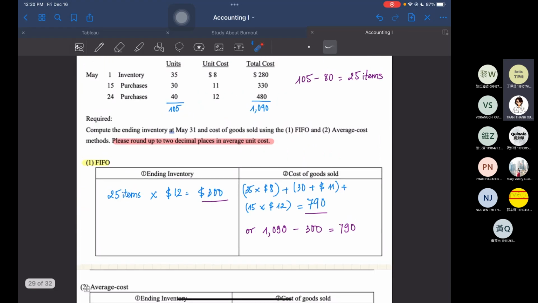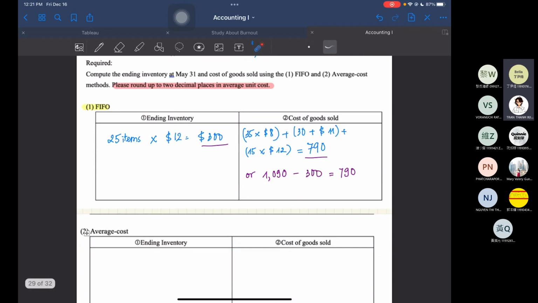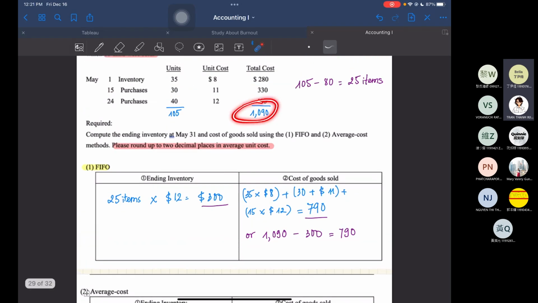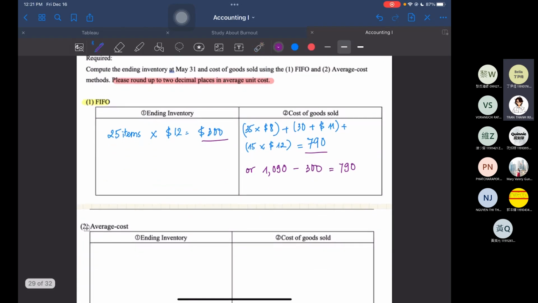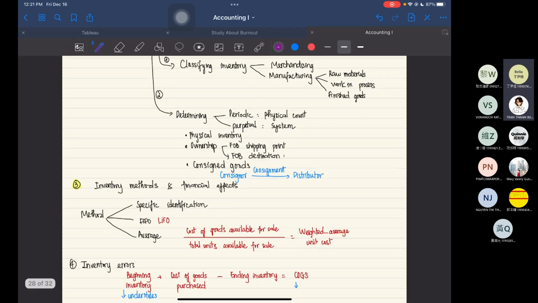The average method is also, I think, easier, but the complicated thing is the decimals, because sometimes you may round incorrectly, then you get a wrong answer. So here we use the total cost divided by the total units available for sale, like this formula, right?